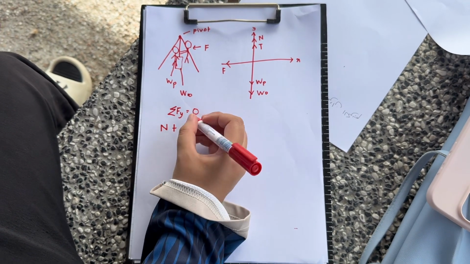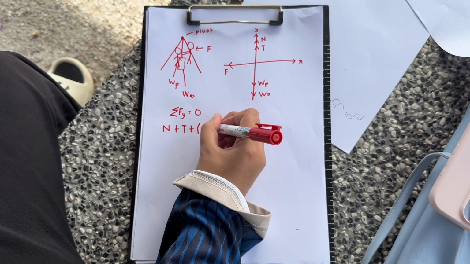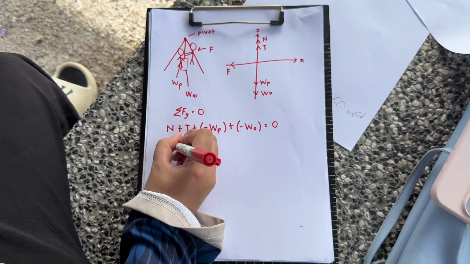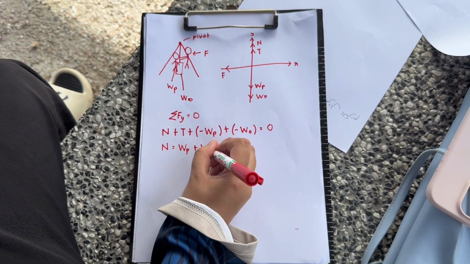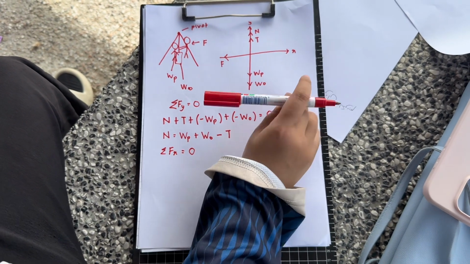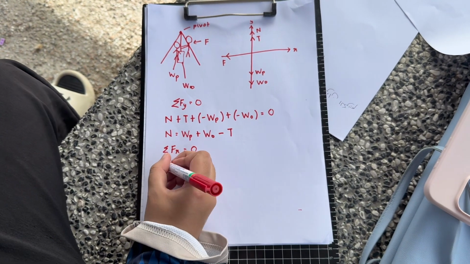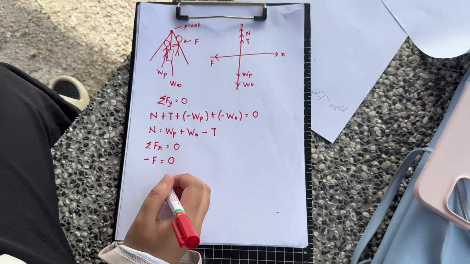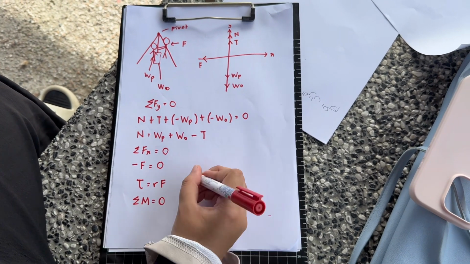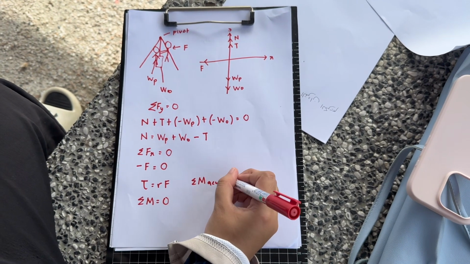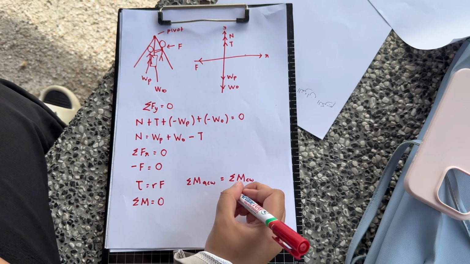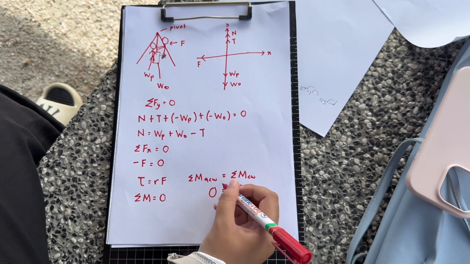So for the swing, summation Fy equal to 0. N plus P plus negative weight person plus negative weight object equal to 0. So N equal to weight person plus weight object minus P. So summation Fx equal to 0, but there is only one force. So negative F equal to 0. So torque equal to RF. Summation moment equal to 0. Summation moment anti-clockwise equal to summation moment clockwise. So the force is going clockwise. So RF equal to 0.